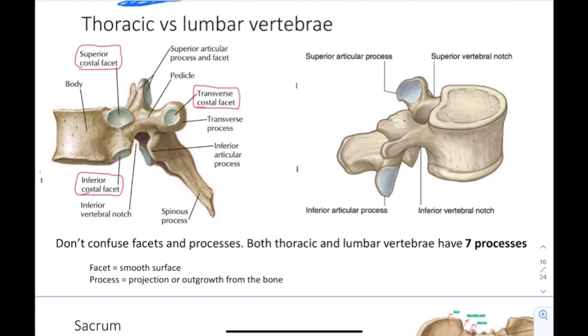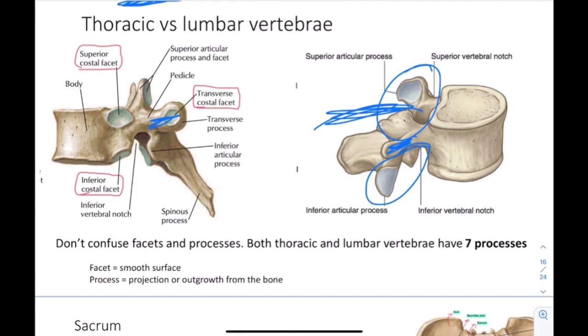Okay, so you should not confuse the facets with the processes. Both the thoracic and the lumbar vertebrae have 7 processes. So there's the transverse process, okay, and then you have the superior articular processes and the inferior articular processes, and you also have the spinous process. So there are 7 processes in total in each vertebra.